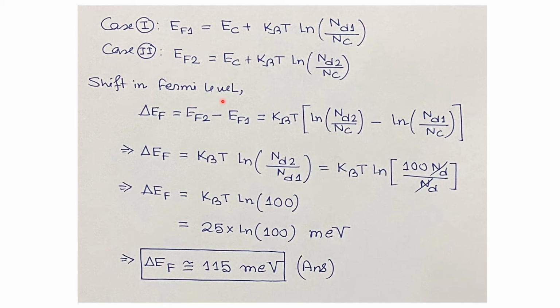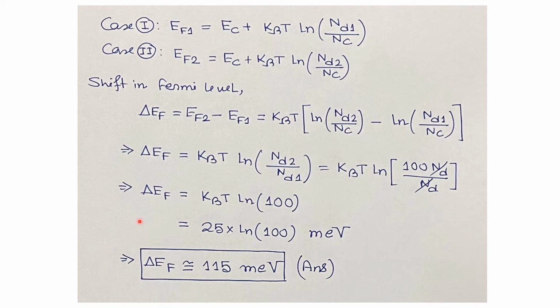So the shift in Fermi level due to the increase in doping concentration by 100 times, del EF, is given by EF2 minus EF1, which is kBT times ln of Nd2 by Nc minus ln of Nd1 by Nc. So del EF equals kBT times ln of Nd2 by Nd1. Now Nd2 is 100 times Nd1, so it is kBT times ln of 100 Nd divided by Nd. So Nd will cancel out from the numerator and denominator, and del EF will be kBT times ln of 100.